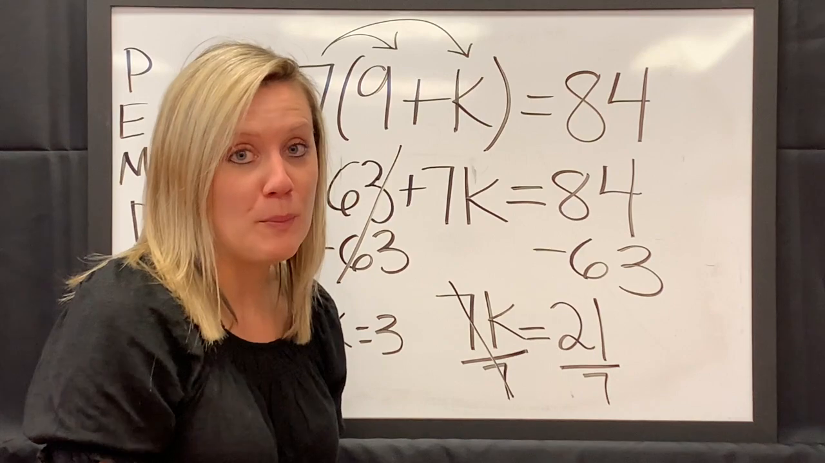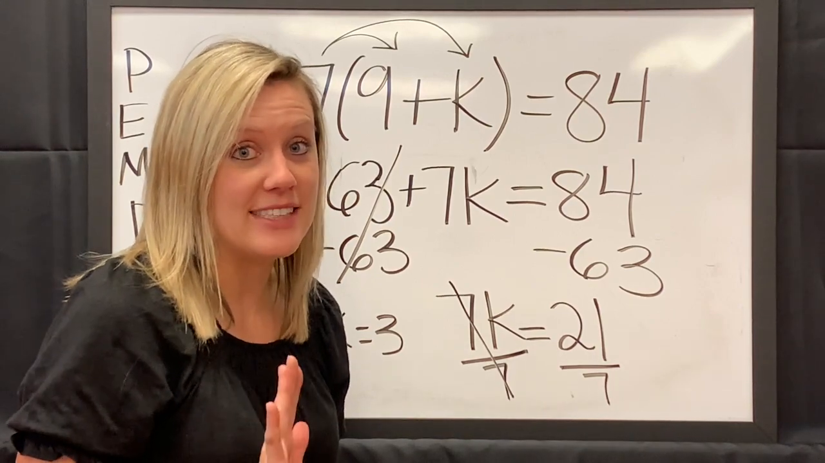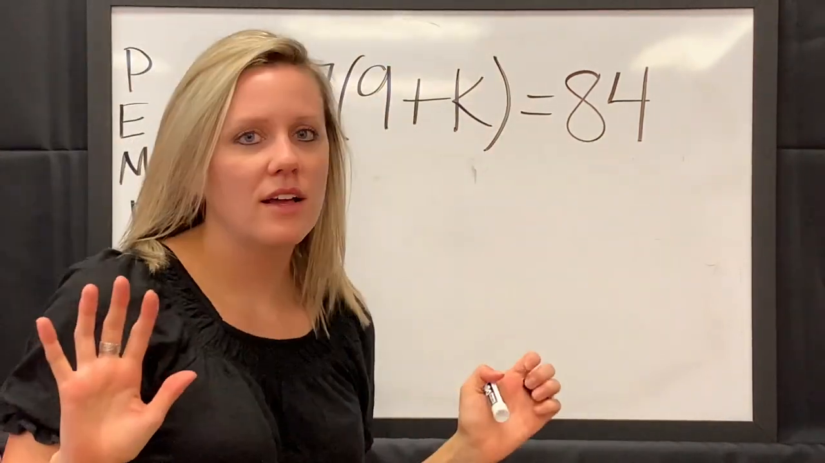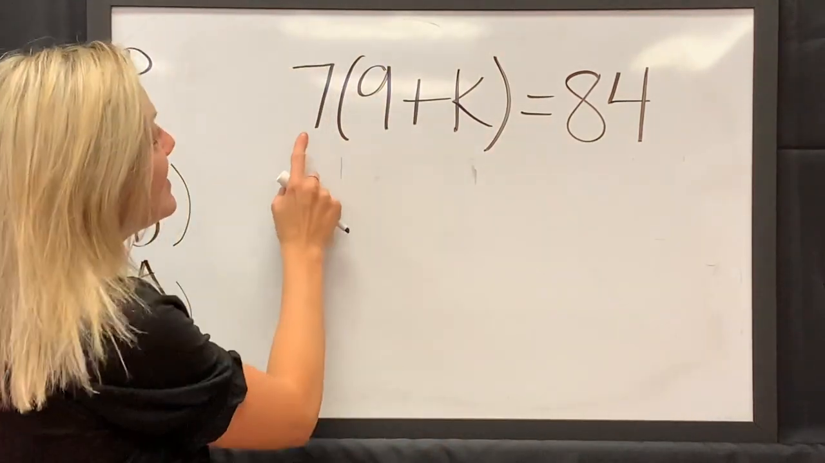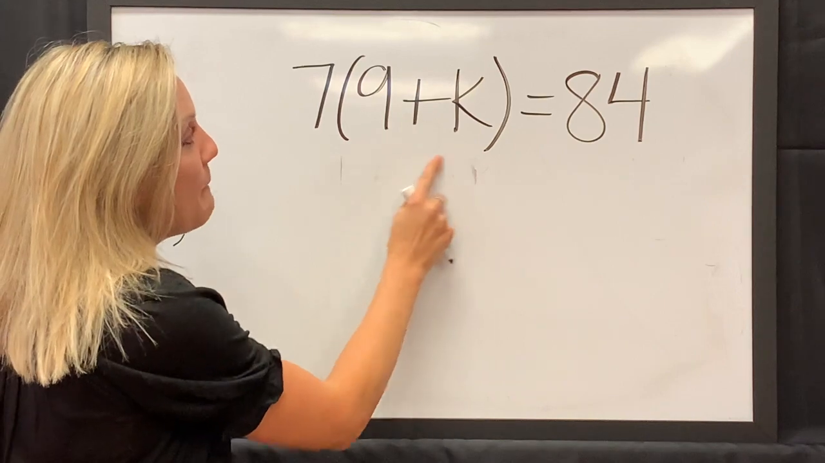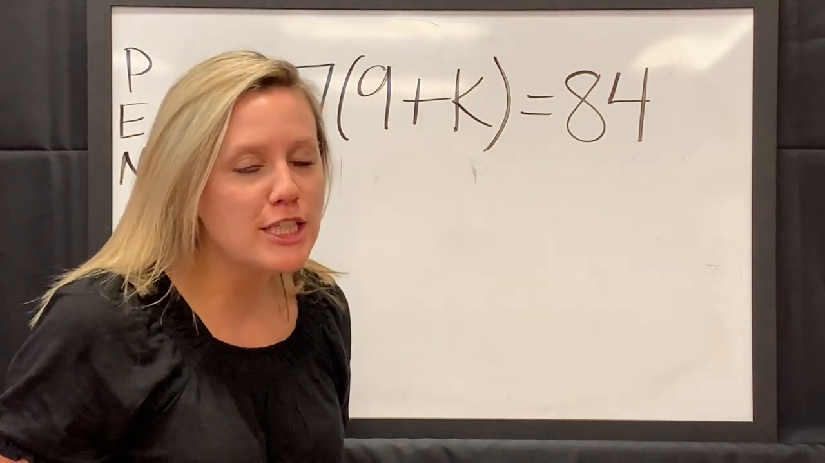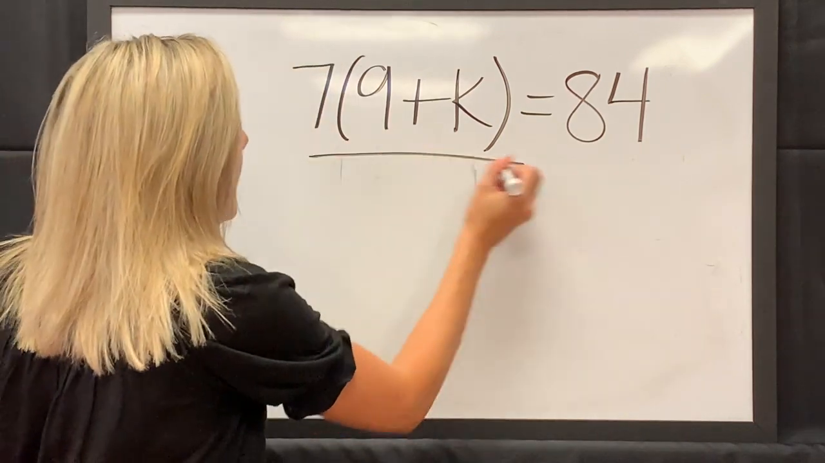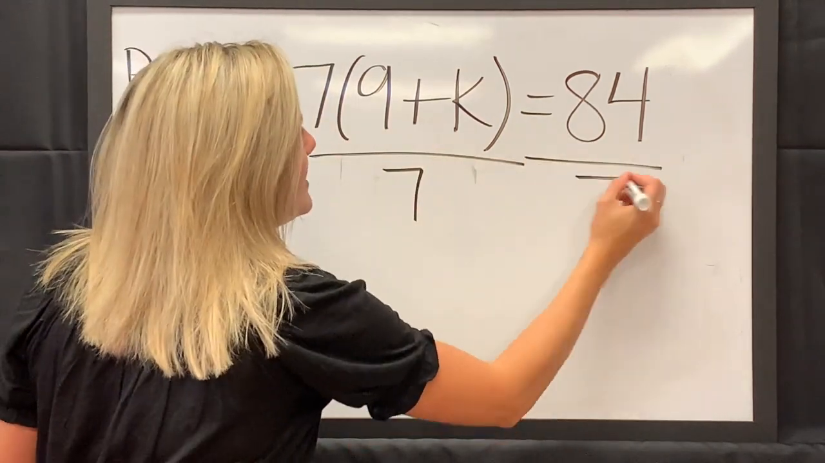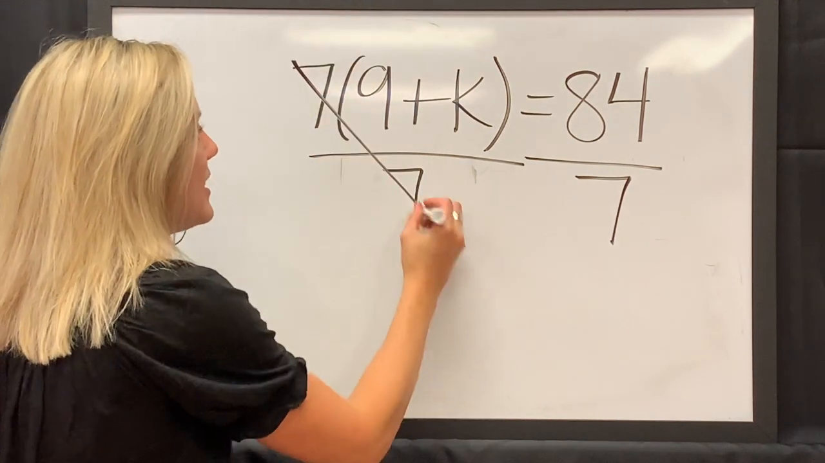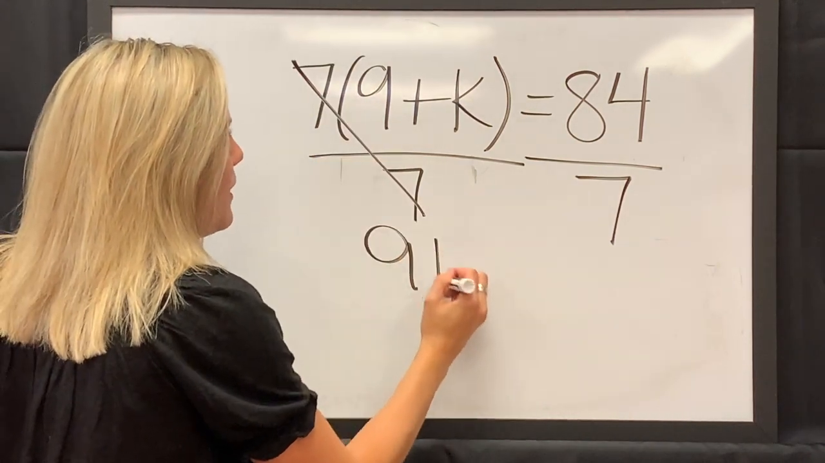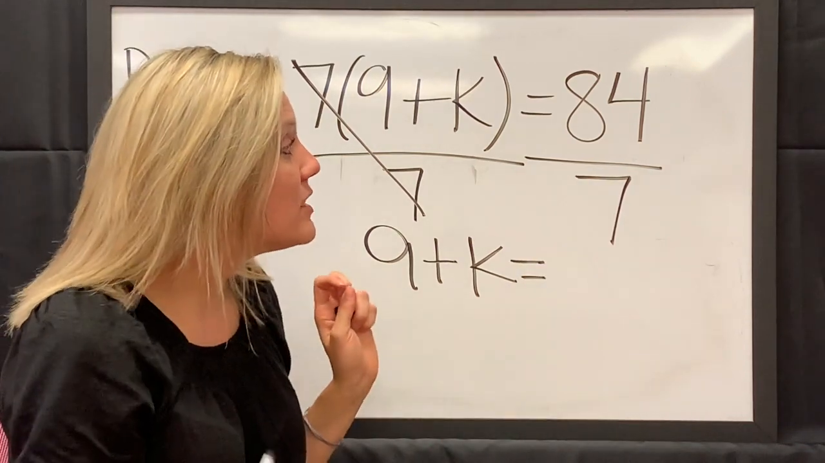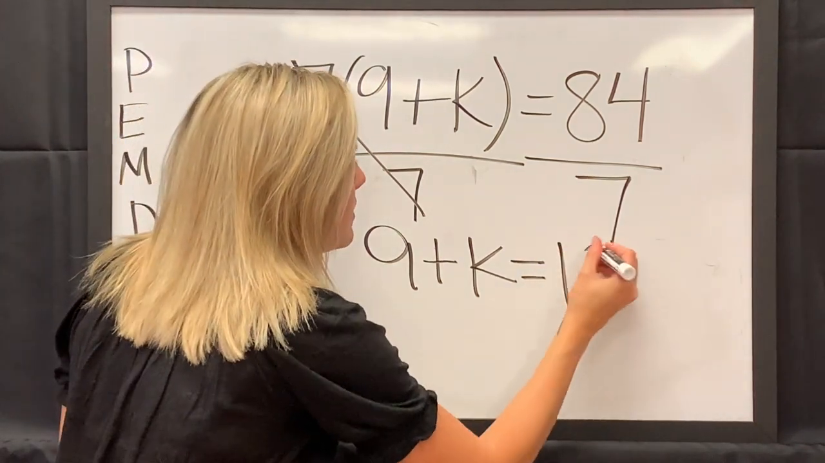I'm going to show you one more way, and you might think this way is easier. Okay. Since 7 is being multiplied by both of these things, I'm just going to go ahead and divide by 7 right now. Divide by 7, divide by 7. These would cancel, and I would have 9 plus k equals 84 divided by 7 is 12.